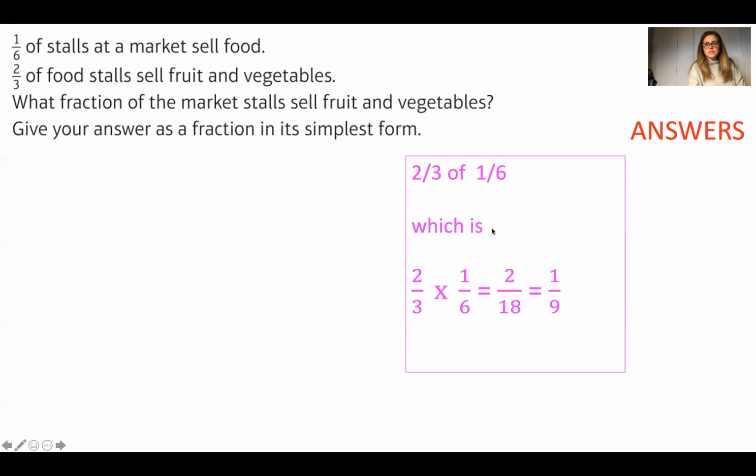2/3 of 1/6. Okay, we know that 'of' can be replaced with a multiplication sign. So we end up with 2 over 18, multiplying out the numerators, multiplying out the denominators, which simplifies down to 1/9. We'll also be looking at multiplication of fractions this afternoon. So don't worry if that was a little bit challenging.